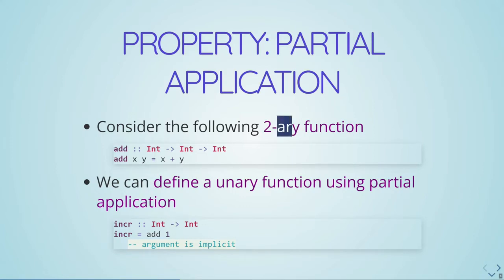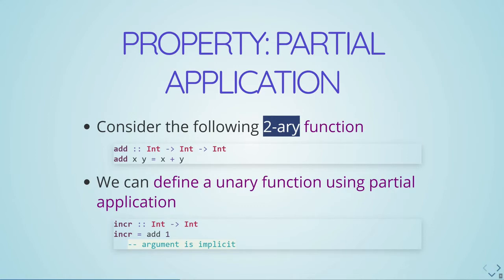So a two array function just means that it takes two arguments. So add here takes an x and a y, and it just adds them together. If we wanted to, we could define a unary function, unary meaning one array, which is the same thing. So unary just means it takes one argument, using partial application.